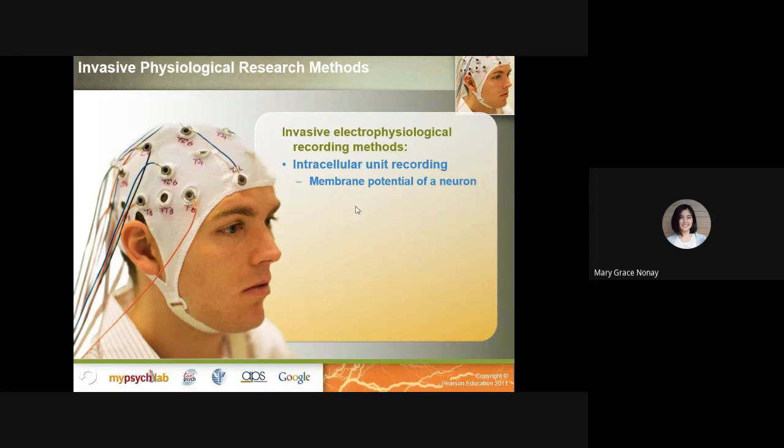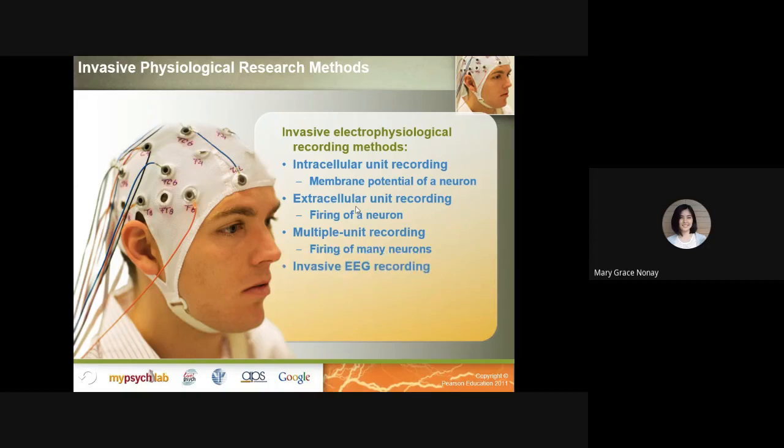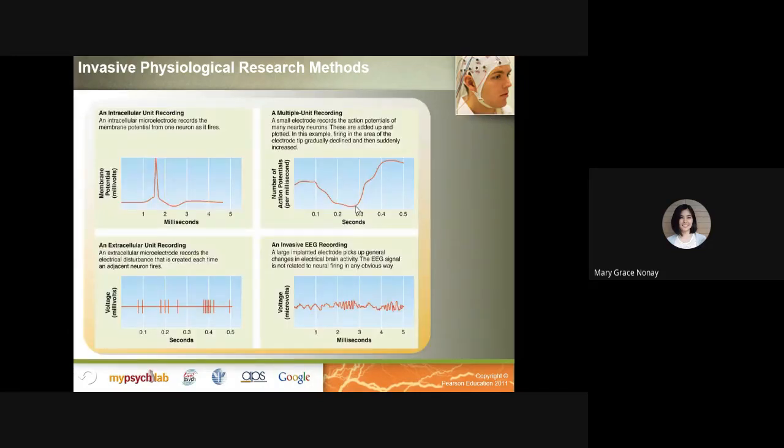So here, we have intracellular unit recording. So we have the membrane potential of a neuron. The extracellular unit recording, it's for the firing of a neuron. The multiple unit recording, we have the firing of many neurons. And the invasive EEG recording. So meron ding EEG na nilalagay talaga inside. Okay? Ayan. So those are examples of the records that they got.